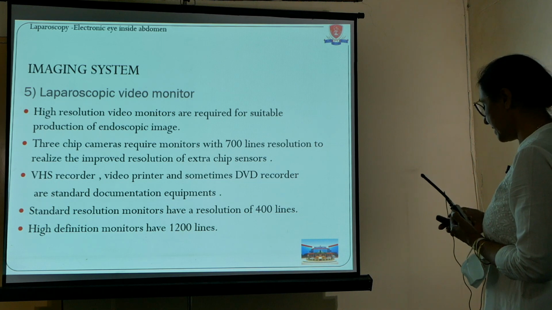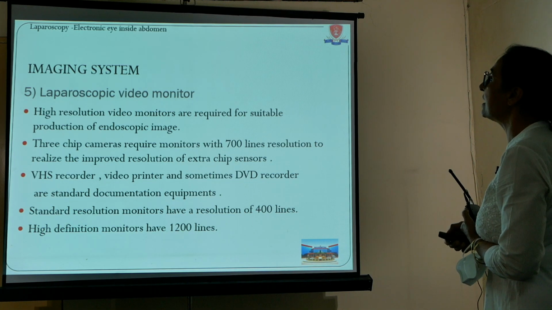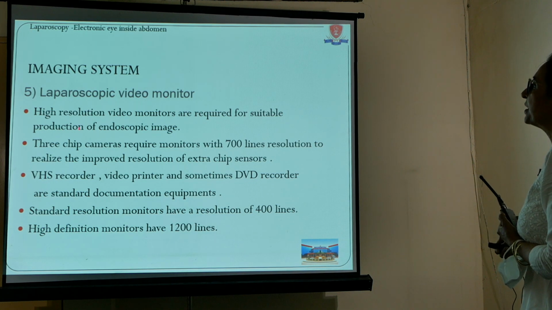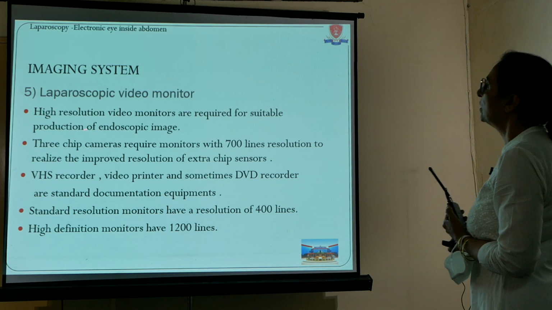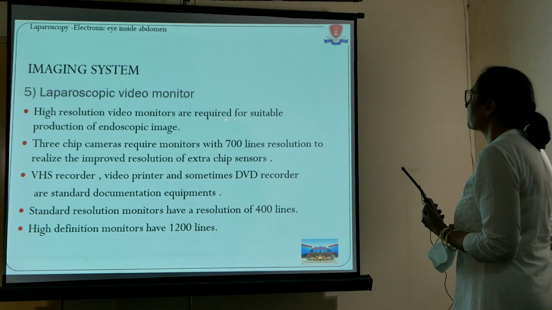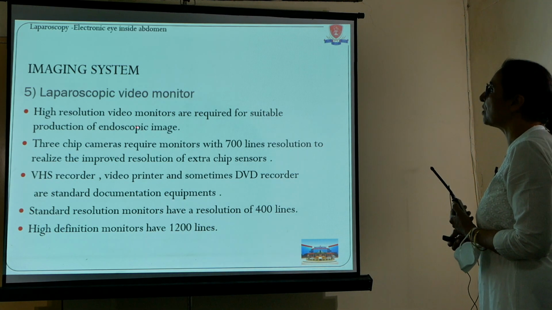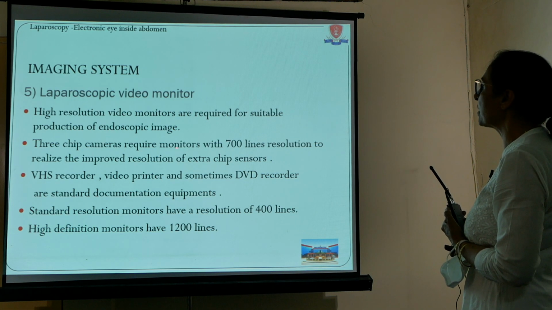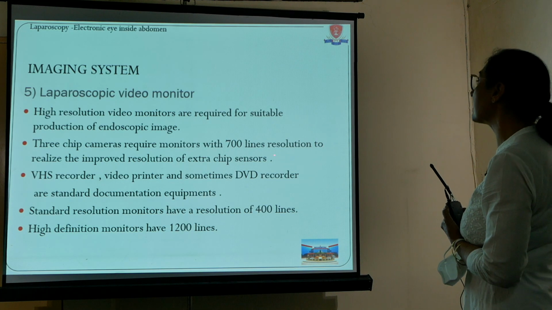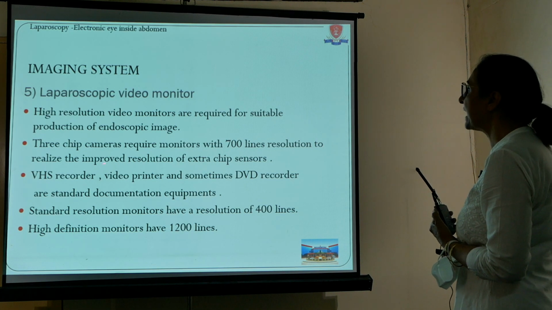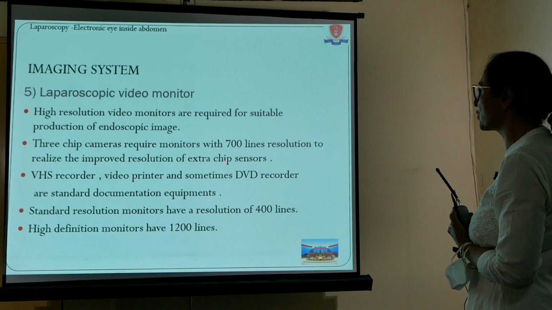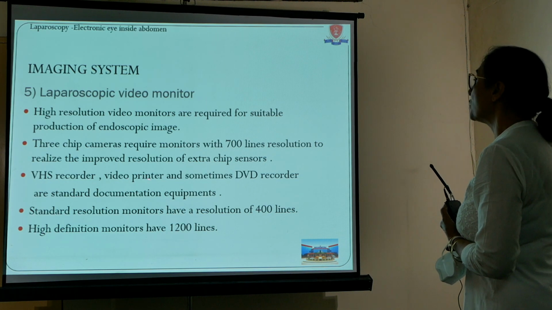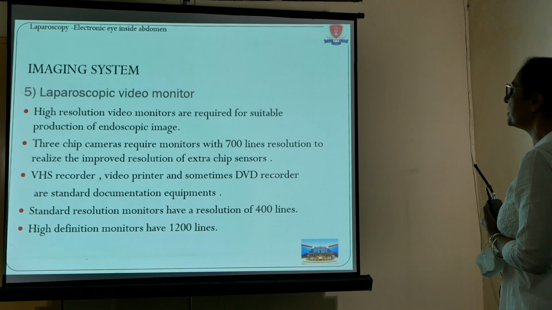Then we have another important part, which is the video monitor. The video monitor is a high resolution TV sort of thing that is suitable for the production of the endoscopic image. We have 3 chip cameras that require monitors with 700 line resolution to realize the improved resolution of extra chip sensors. We have VHS recorder, video printer, and sometimes DVD recorder.